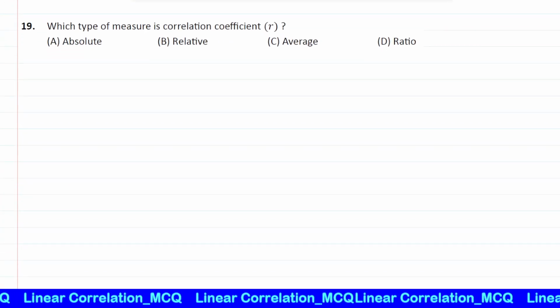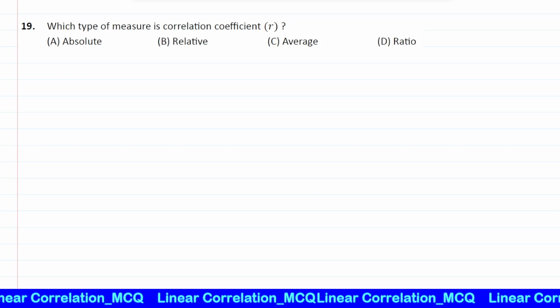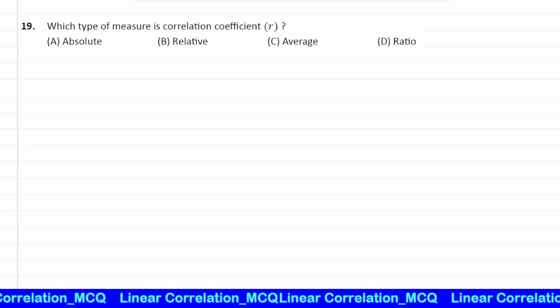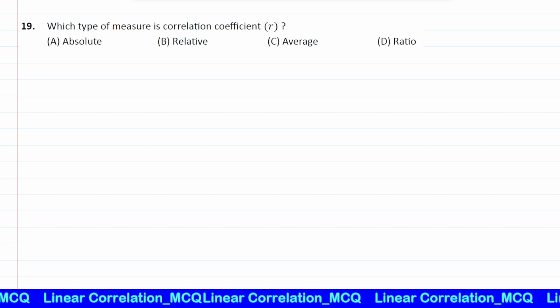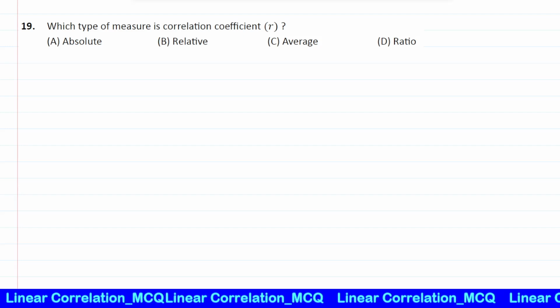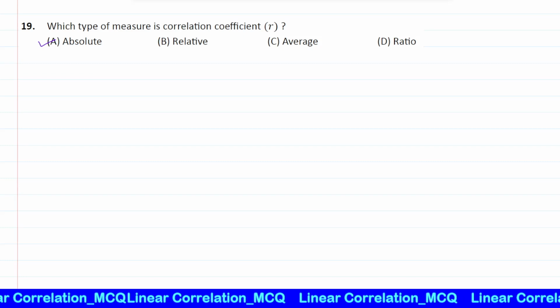Question number 19. Which type of measure is the correlation coefficient R? The correlation coefficient R is an absolute measure. Option A is correct.